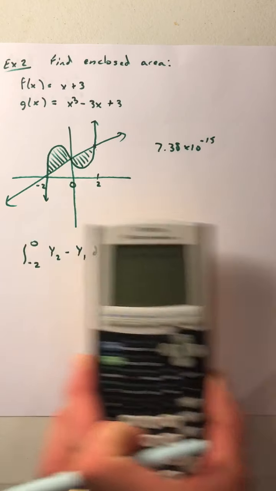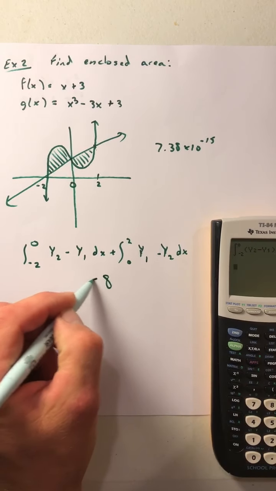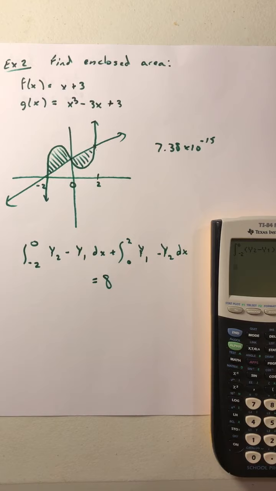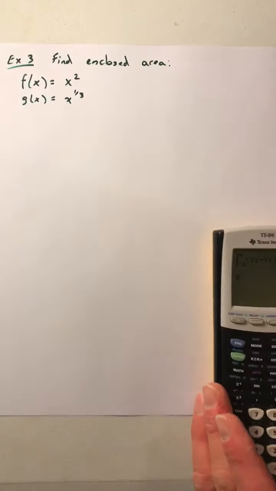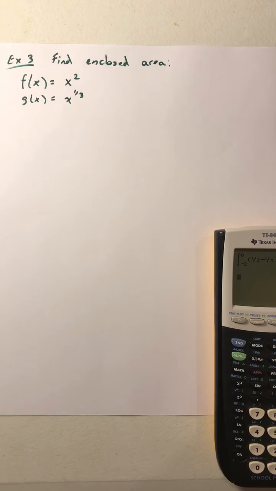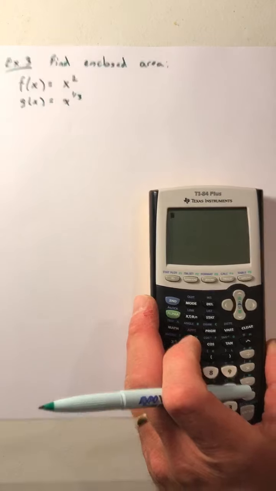Hitting our enter, we end up with a value of 8. And that gives us the area enclosed by those two graphs. Again, I have just one more, a third example to end the day on. We're going to look at x squared, and we're going to look at x to the 1/3.